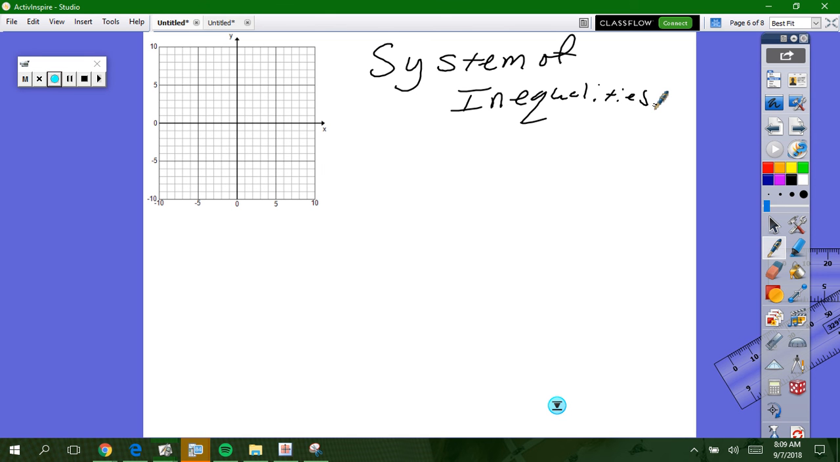The system of inequalities. So that means more than one inequality situation. Correct? Okay, so that's what we're going to roll with. Even though they're in 2 different chapters, that's why we're putting them together, just so that we can work on it together.